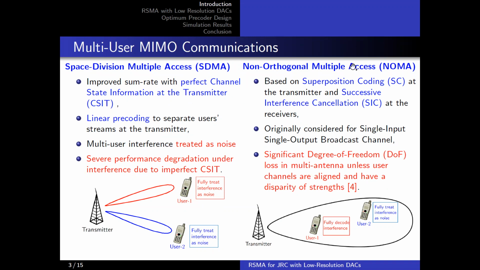Another form of multi-user MIMO is non-orthogonal multiple access, NOMA, which is based on superposition coding at the transmitter and successive interference cancellation at the receivers. In NOMA, the user with the stronger signal fully decodes the interference, while the user with the weaker signal fully treats it as noise. It has been shown that NOMA suffers a significant degree of freedom loss in multi-antenna systems unless user channels are aligned and have a disparity of strength.